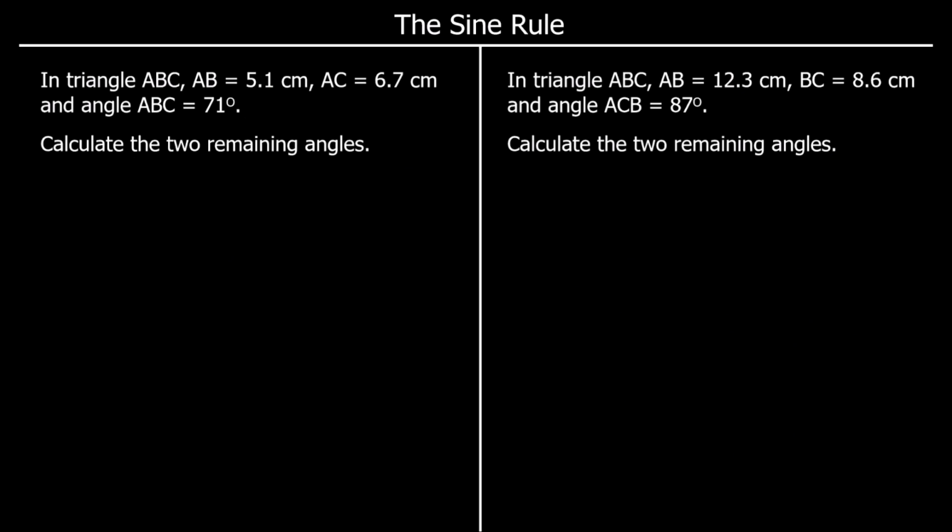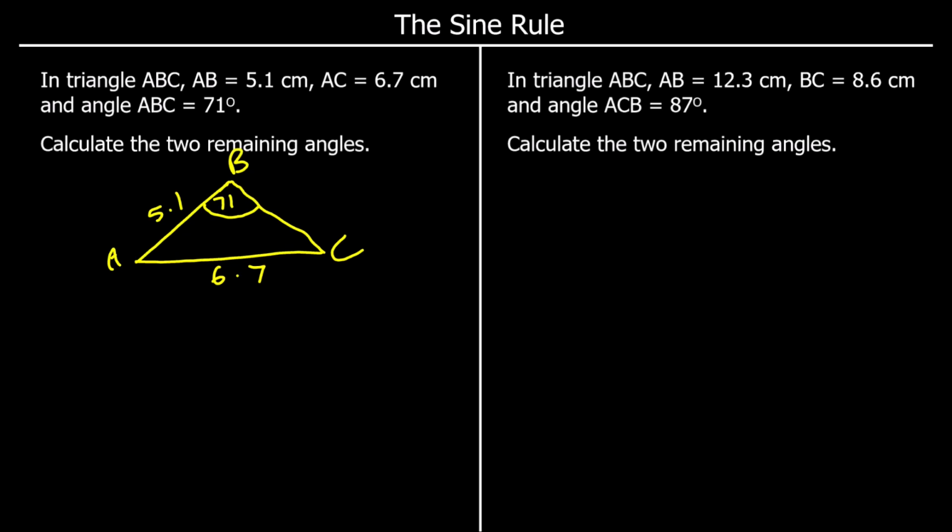This time there's no diagram, but we're told we've got triangle ABC. Let's just draw a diagram. A, B, C. A to B is 5.1. A to C is 6.7. And angle ABC is 71 degrees. Find the two remaining angles.